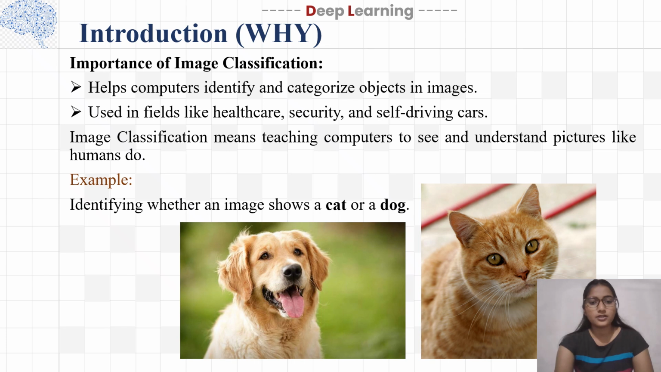For example, suppose we show the model two pictures, one of a cat and one of a dog. Then the model analyzes their shapes, colors, and features, and then correctly labels them. That's why image classification is one of the fundamental building blocks of artificial intelligence and computer vision.